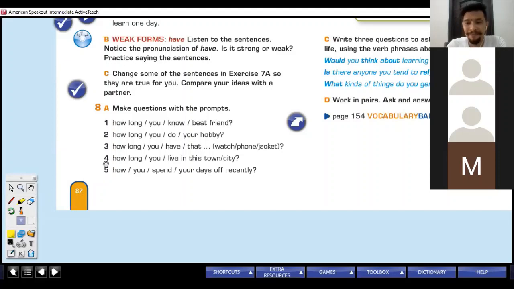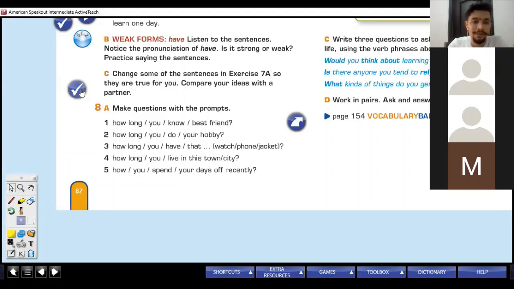How long have you been living in this city? All right, good. But remember that you have the other version: how long have you lived in this city? You can also use it, right? Good. Number 5. How have you been spending your days off recently? All right, that's possible. But you can also use, how have you spent your days off recently? So you can use both, right? That's great.